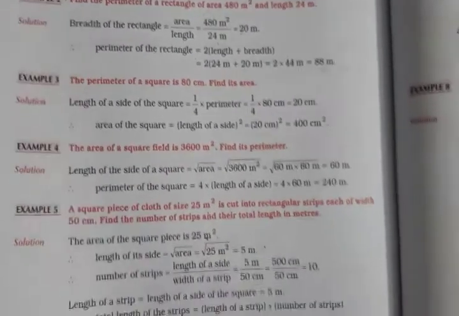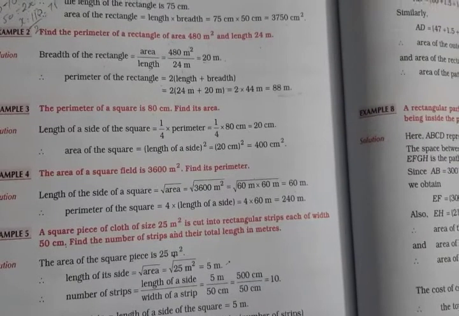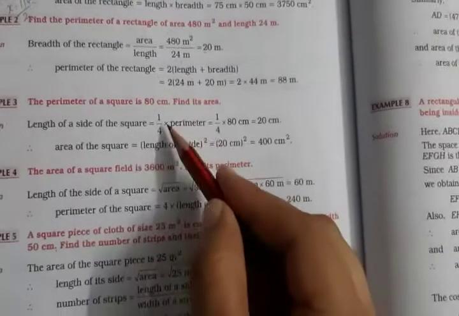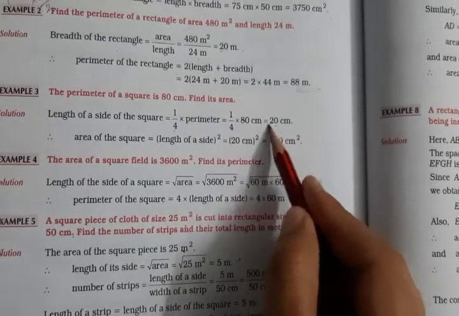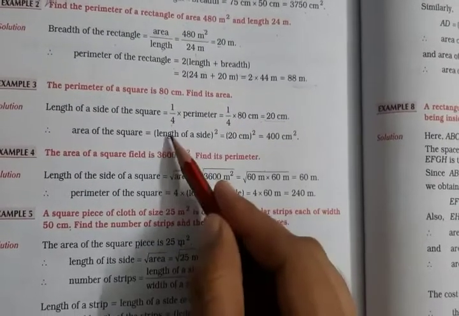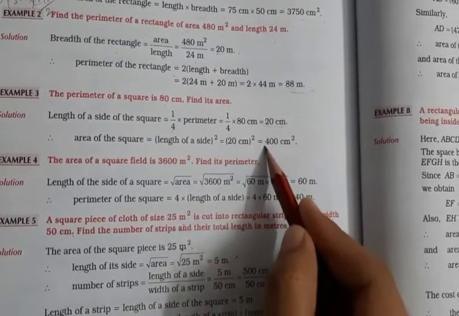How will we find it from the perimeter? As we did in the first exercise, how to find the length of the side when perimeter is given. That is equal to perimeter divided by 4. ठीक है, that is equal to this much, 20 centimeter आ गया. Then how to find the area? That is equal to side square, that is 20 centimeter square, that is 400 centimeter square.